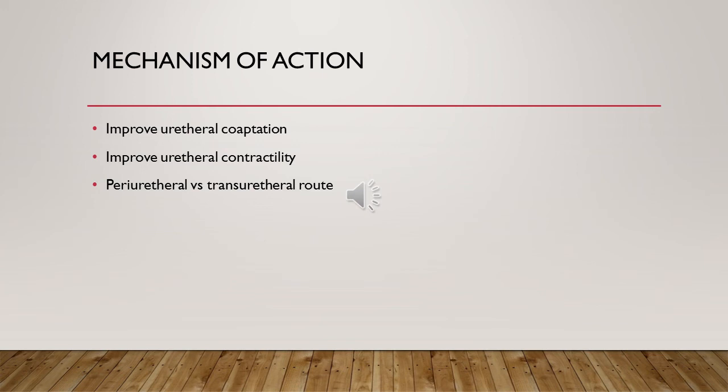We have two ways to inject the Bulkamid, either transurethral or periurethral. There's limited evidence to suggest which one is better than the other. In general, the periurethral route has fewer complications, as the transurethral route is associated with more early complications, particularly urinary retention. However, it wasn't statistically significant.